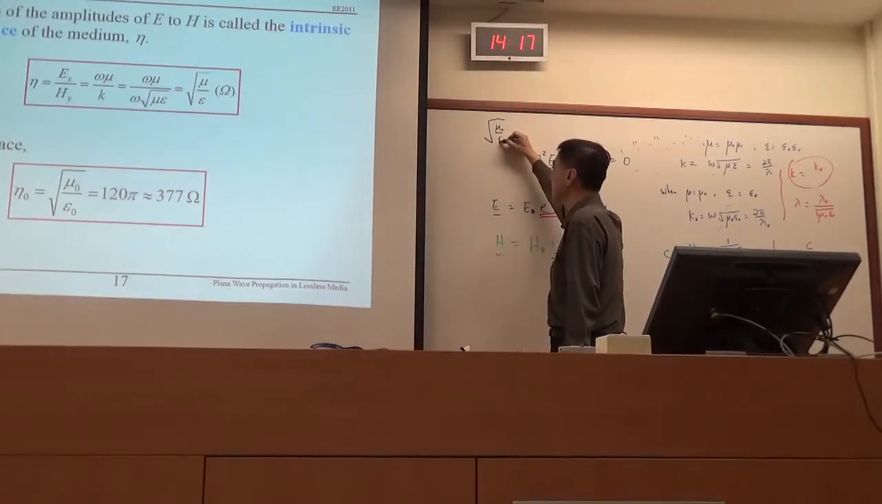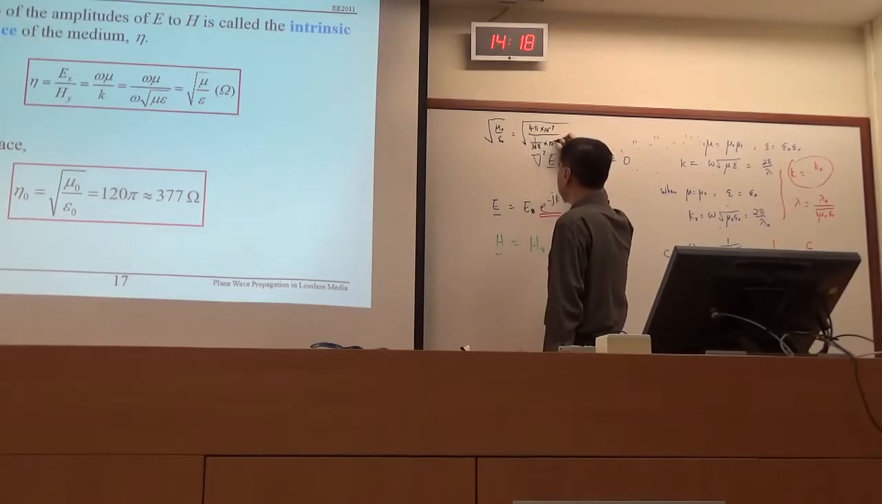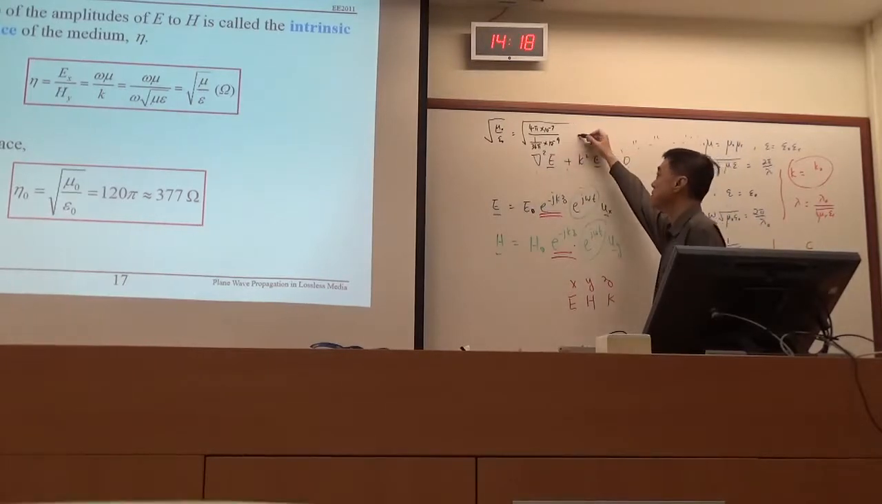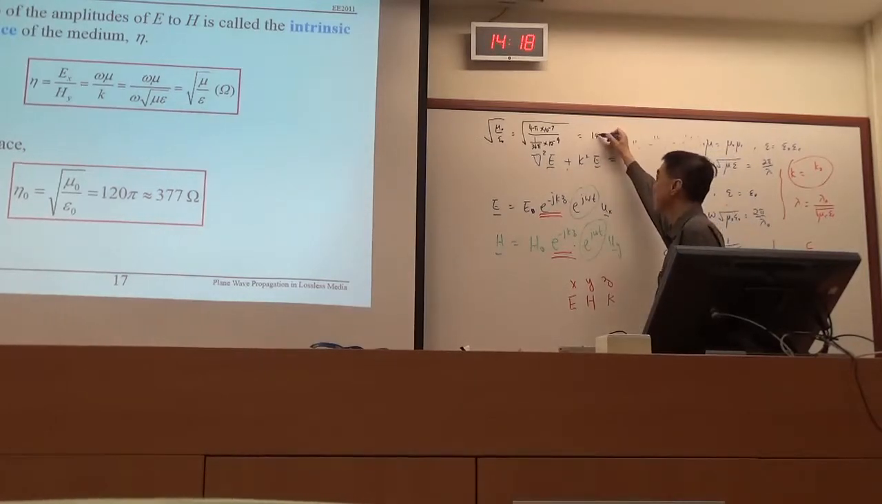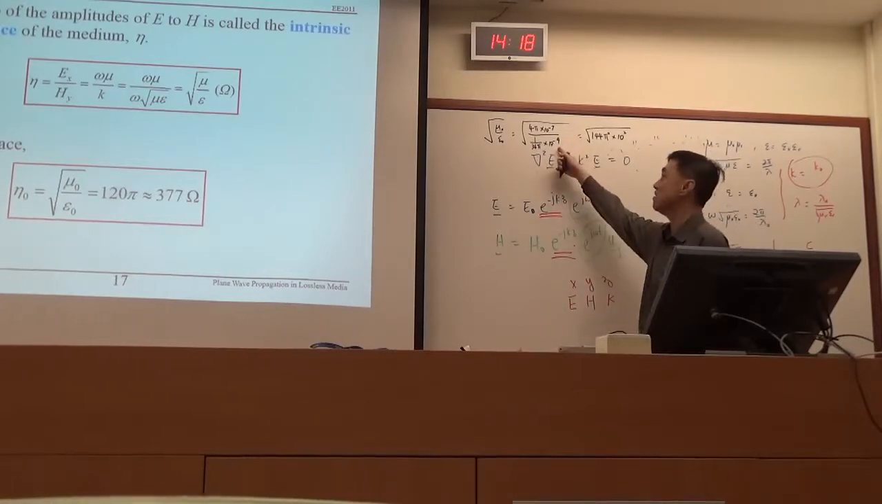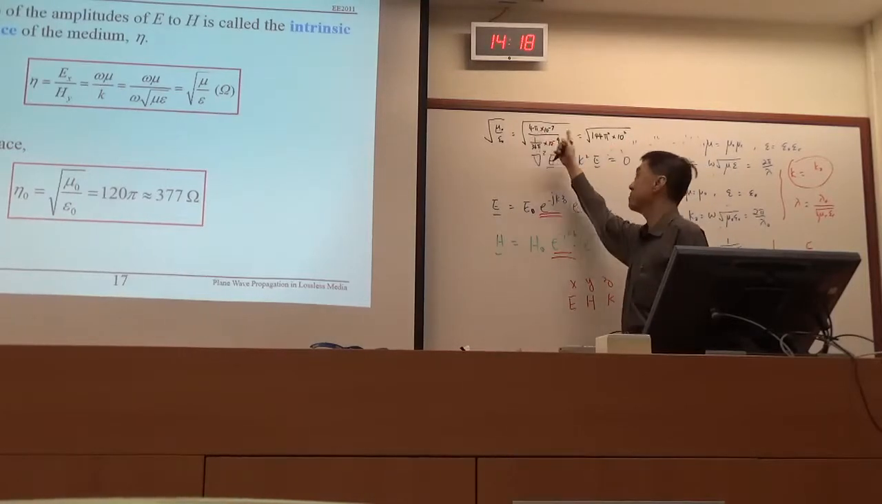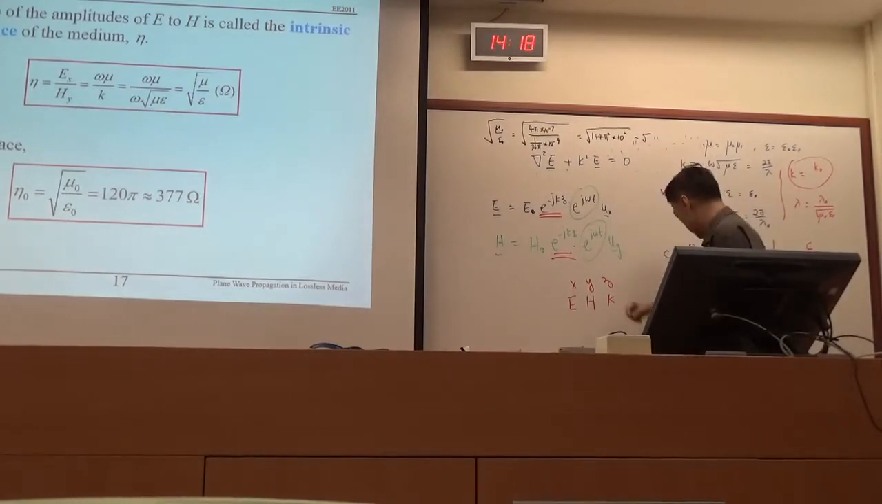Square root of mu naught over epsilon naught, which is equal to the square root of 4 pi times 10 to the power minus 7 over 1 over 36 pi times 10 to the power minus 9. Okay, this is mu naught, this is epsilon naught. Which is equal to what? The square root of 144 pi squared times 10 to the power of 2. Right? 10 to the power of minus 9 flips over to 10 to the power of 9. So 10 to the power of 2. Pi and pi become pi squared, 4 times 36 become like this. So this is equal to 120 pi.